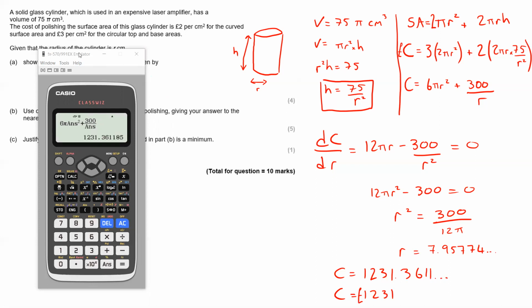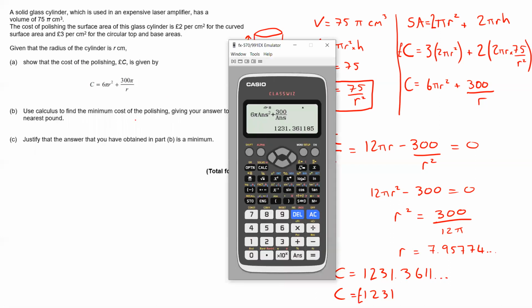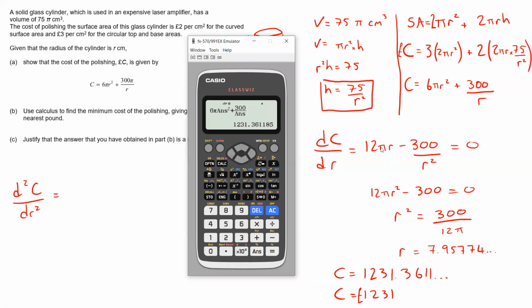Okay, part C is saying to justify that this is a minimum. Remember, to justify max mins, you do the second differential. And you just whack in your value of r and find out what that comes out to be. So we'll come on to that in a second. I don't know where to shift my calculator here. We want to differentiate this again.